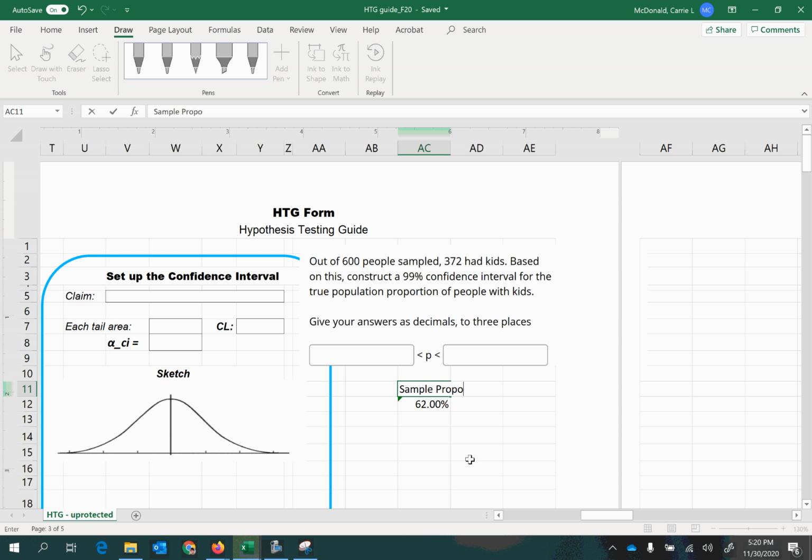Different, right? And so the sample proportion, that is a statistic because it's coming from the sample, whereas the true population proportion would be considered a parameter for all of the people. So we have our sample proportion, and we're saying, so we think the population probably has about 62% of the people have children. So that's a very fine point.